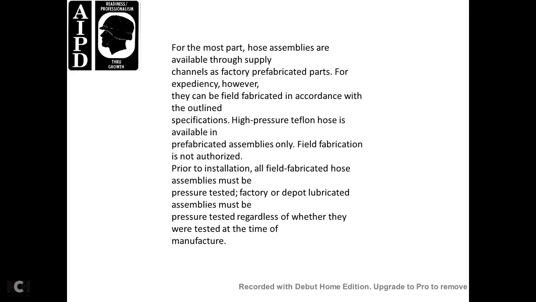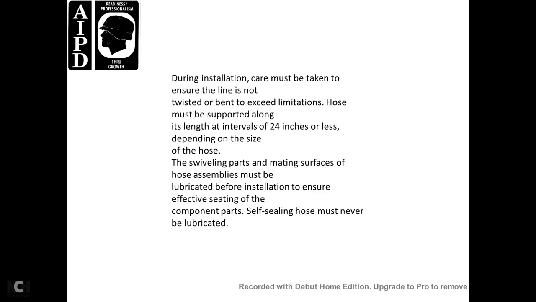For the most part, hose assemblies are available through supply channels as factory prefabricated parts for expedience. However, they can be field fabricated in accordance with the outlined specifications. High pressure Teflon hose is available as prefabricated assemblies only. Field fabrication is not authorized prior to installation. All field fabricated hose assemblies must be pressure tested. Assemblies must be pressure tested regardless of whether they were tested at the time of manufacture, whether fabricated at the factory or depot.